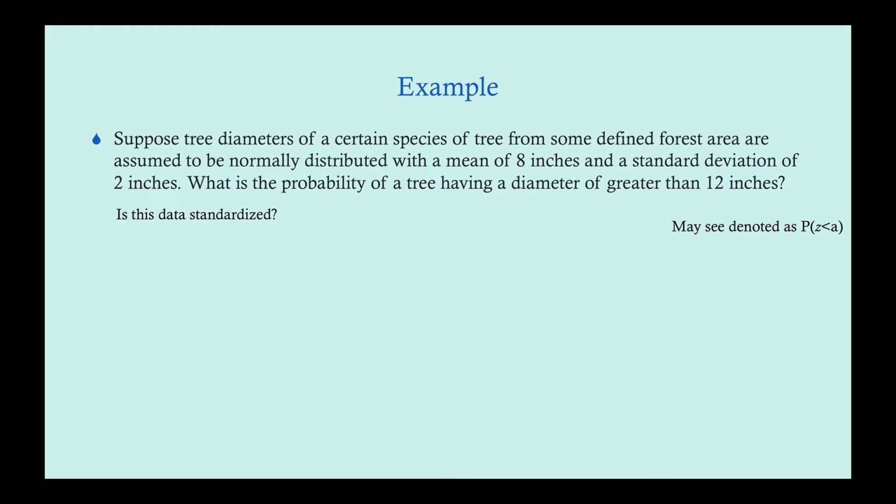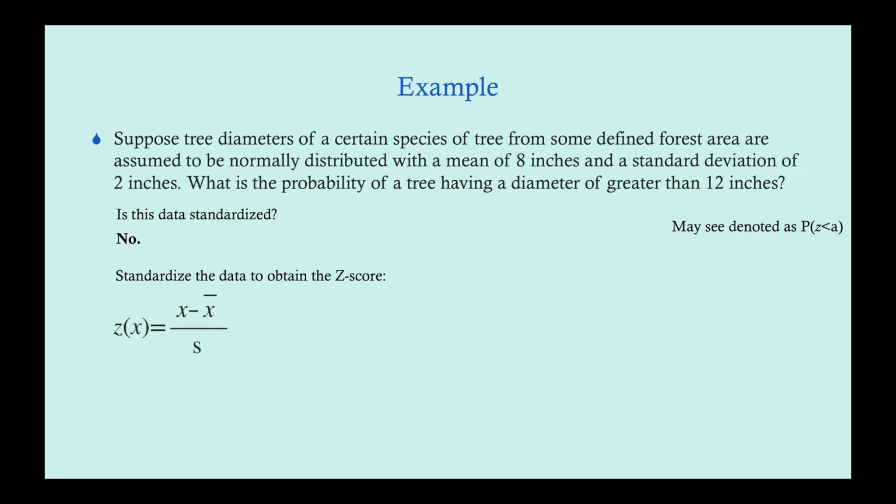So let's find our first of all, is this data standardized? So obviously no. If it were standardized, the mean would be 0 and the standard deviation would be 1. So this is not standardized. So our next step is to standardize the data and obtain the z-score. We're just going to obtain the z-score through that standardization formula that I gave you. So that's this formula here.